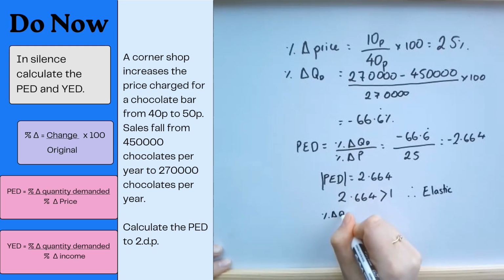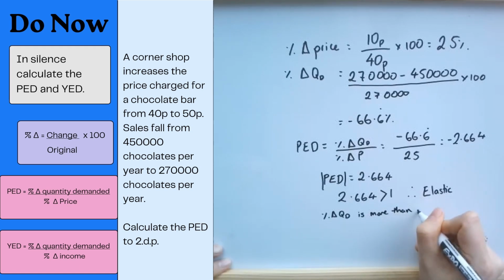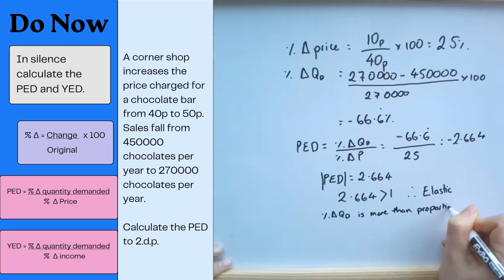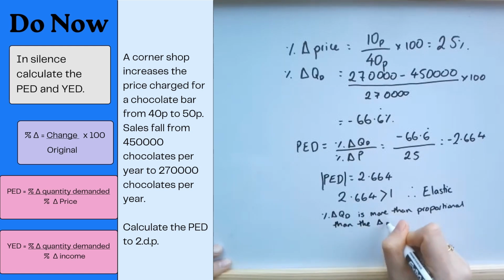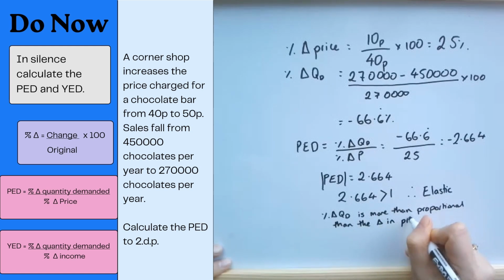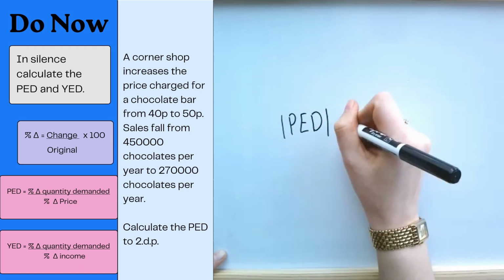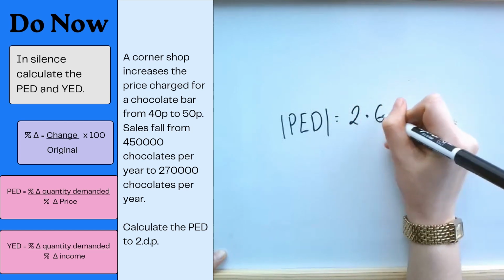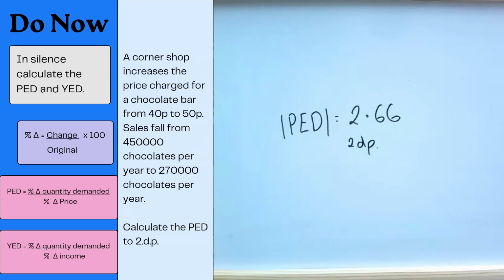This gives us a value that is greater than 1, and therefore we know that the PED of that good is elastic. So we know that there's going to be a greater than proportional change in quantity demanded as a result of a change in price for chocolate bars. And just to be precise, the question does in fact ask for the answer to be given as two decimal places. So PED is equal to 2.66.